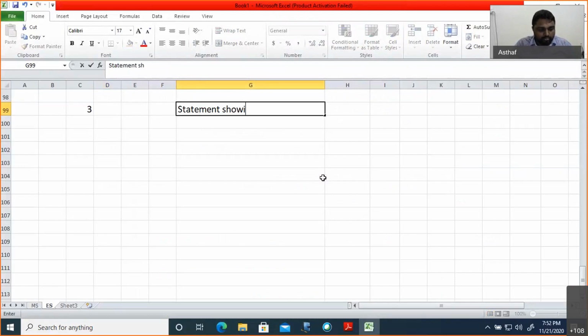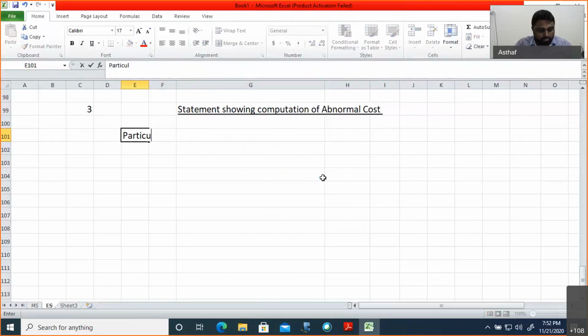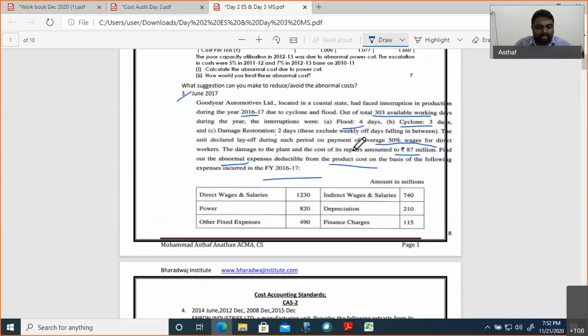Statement showing computation of abnormal cost. First will come direct wages and salary. So how will the direct wages and salary come?